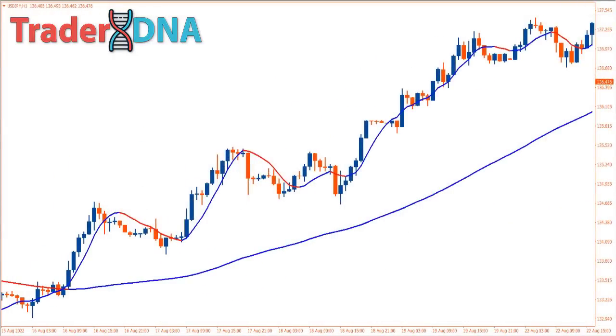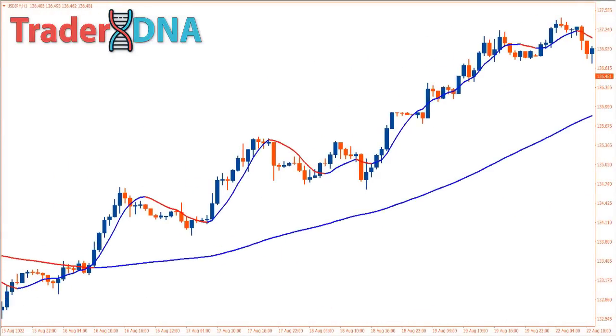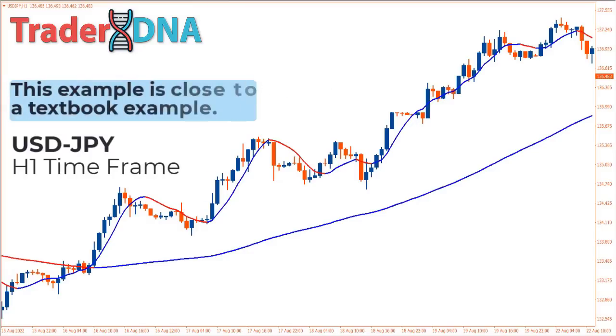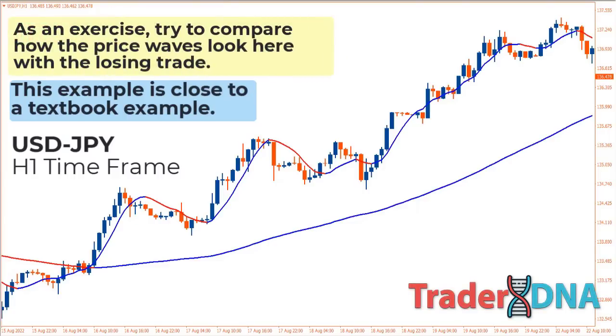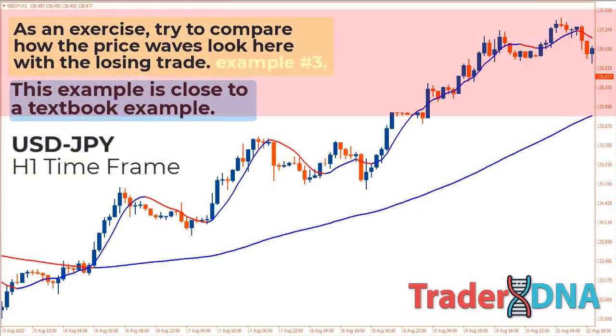Example 4. This 1-hour chart comes from the Forex market, United States dollar against the Japanese yen. This example is close to a textbook example. As an exercise, try to compare how the price waves look here with the losing trade in example 3.